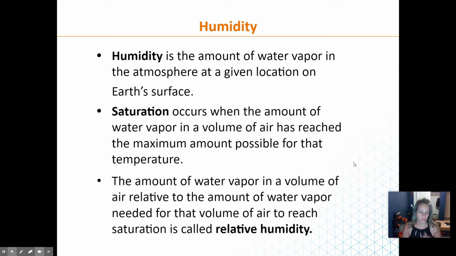And saturation is when the air is full of water. So if it's completely saturated, then it's completely full of water. If it's not saturated, then there's possibility for more water. So complete saturation would be 100% humidity. And we measure that, it's called relative humidity. So relative humidity is how much humidity is needed to reach full saturation. So if it's 75% relative humidity, that means the air can hold 25% more water to become saturated.